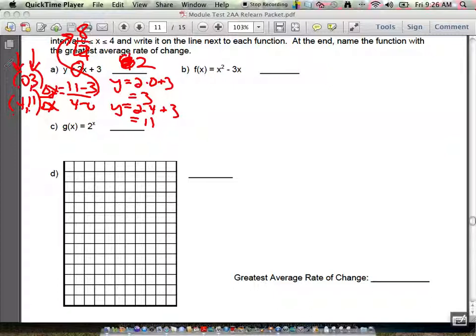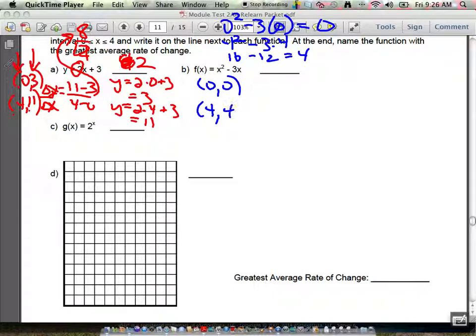Okay, next up, f of x is x squared minus 3x. And again, I'm going to plug in a 0, I'm going to plug in a 4, and let's see what we get. So if I do 0 squared minus 3 times 0, I get 0, so 0 goes with 0. And if I plug in a 4, I get 4 squared minus 3 times 4. That's 16 minus 12, which is 4, so I get a 4. So again, change in y over change in x, same direction each time: 4 minus 0 over 4 minus 0, which is 4 over 4, which is 1. So the rate of change there is 1.